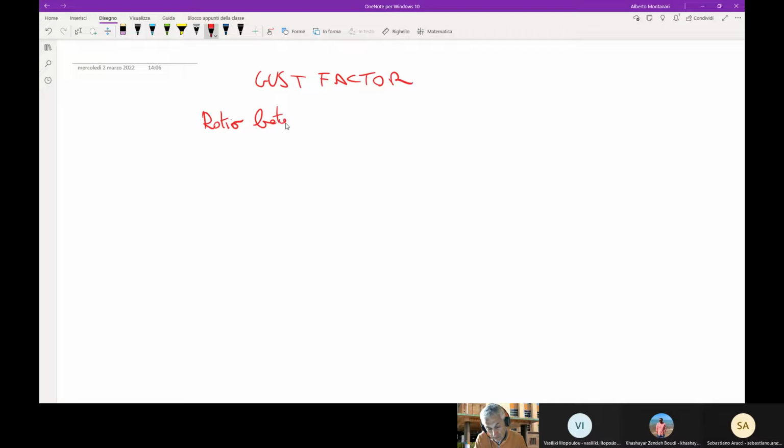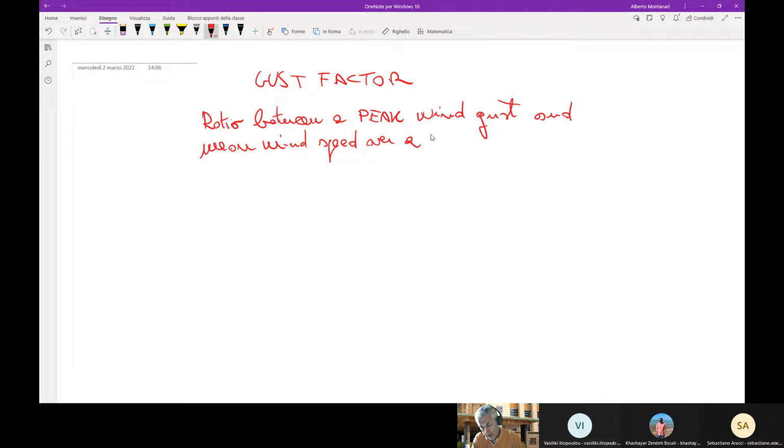So, a ratio between a peak wind gust and mean wind speed over a given period of time. Good.